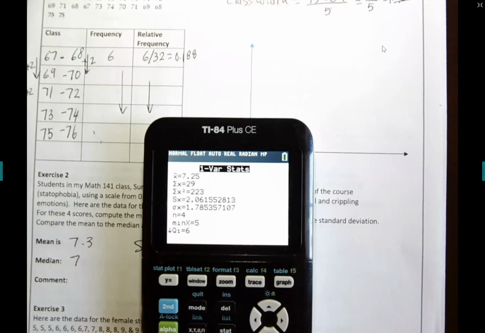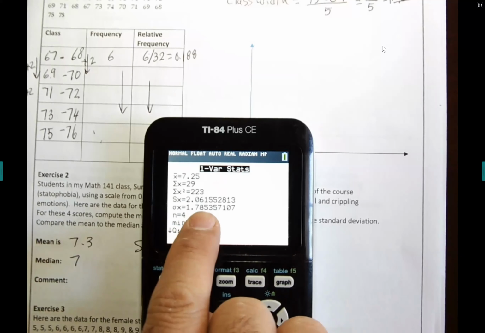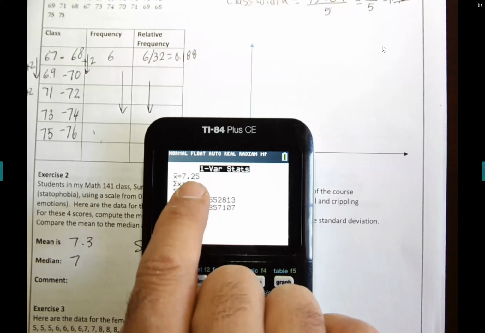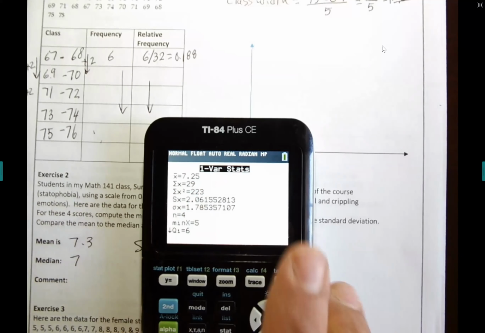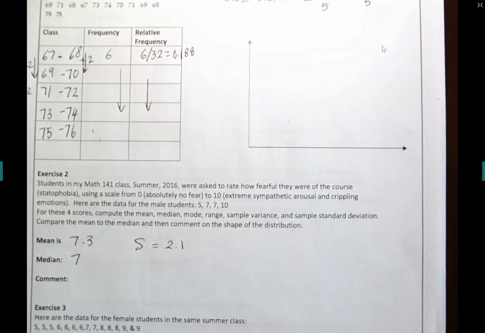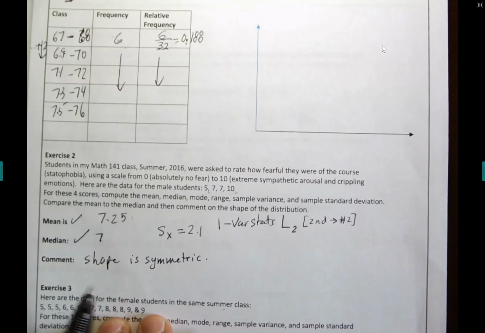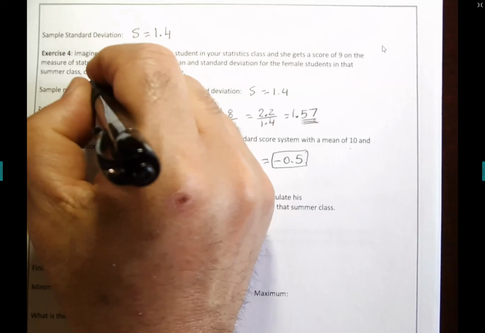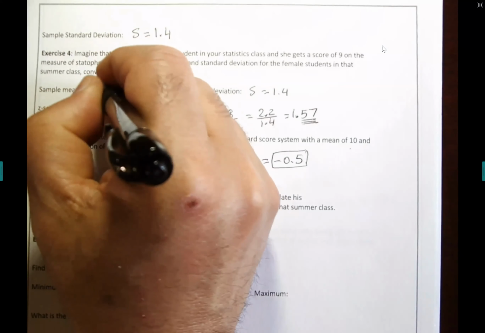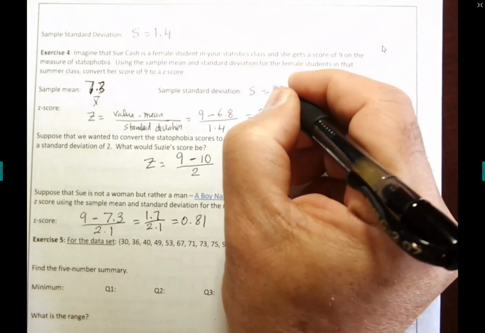All right, so the mean is 7.25 and the standard deviation is 2.06. So if I'm going to round to 1 decimal place, it would be 7.3 and 2.1. So that is correct here. 7.3, 2.1. Actually, I need to change this. That's not correct here. And 2.1.